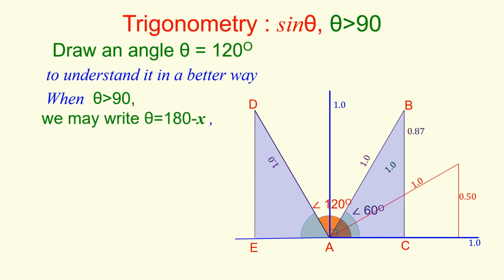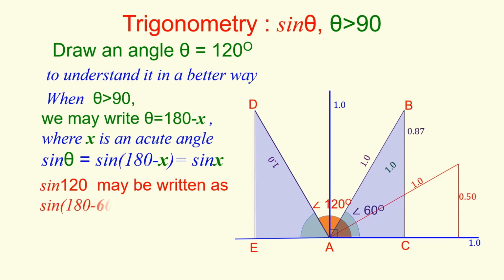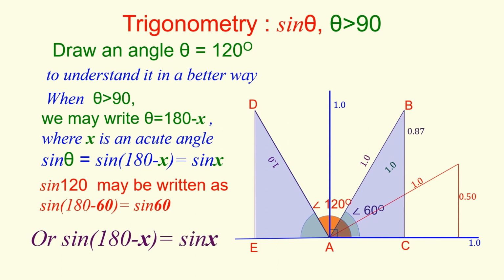Try to understand it this way. When theta is more than 90, we may write theta as 180 minus x, where x is an acute angle. So sine theta equals sine 180 minus x equals sine x. Sine 120 may be written as sine 180 minus 60 equals sine 60. Or sine 180 minus x equals sine x.